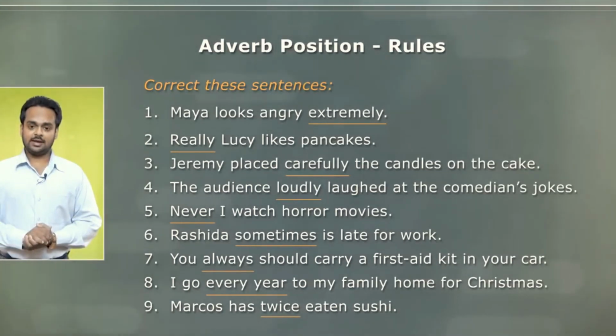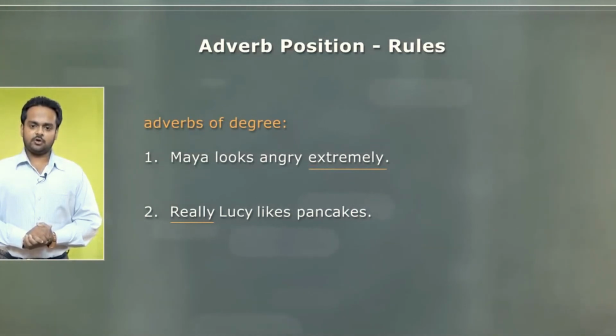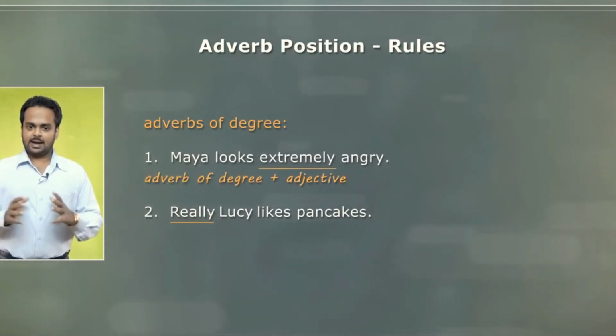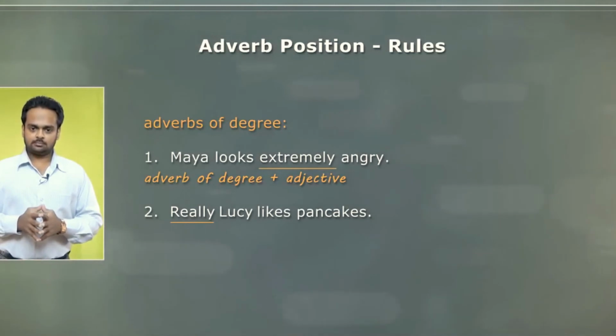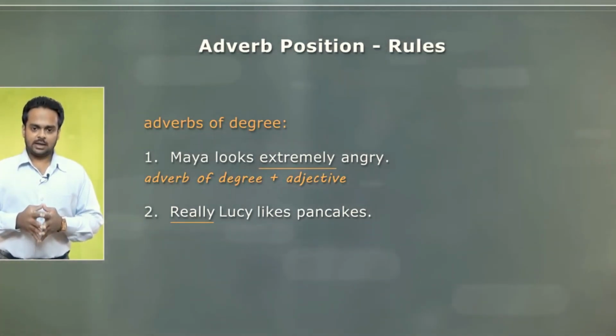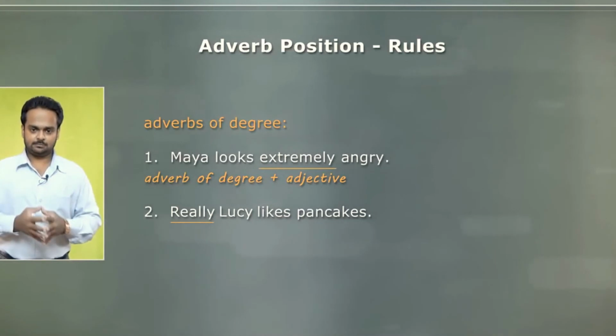Alright, let's look at the answers. The first 2 sentences have adverbs of degree in them. In number 1, the sentence should be, Maya looks extremely angry. This is because when an adverb of degree, extremely in this case, modifies an adjective, like angry, the adverb should come first. So adverb first, then adjective.